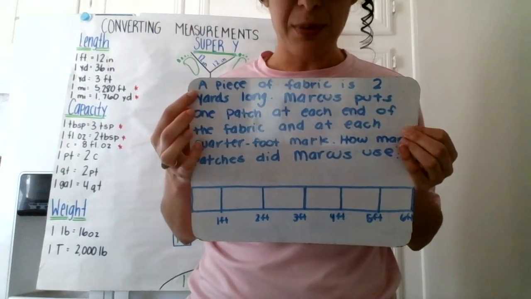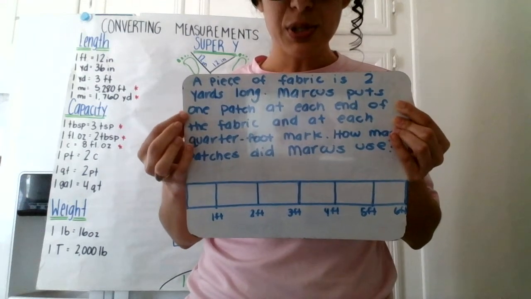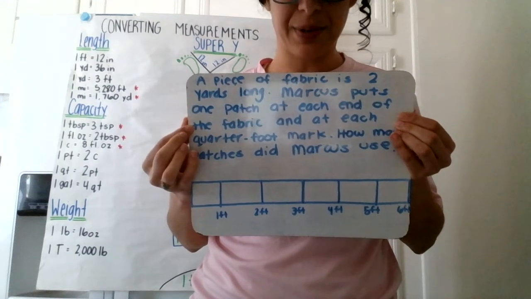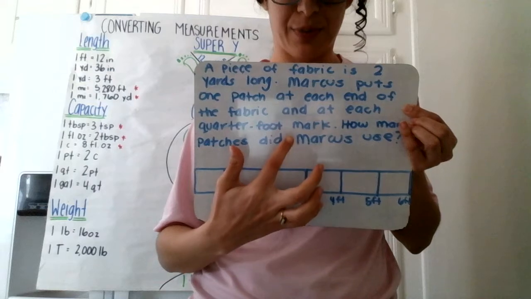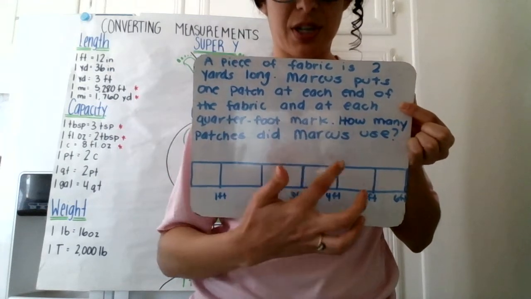A piece of fabric is 2 yards long. Marcus puts one patch at each end of the fabric and at each quarter foot mark. How many patches did Marcus use?